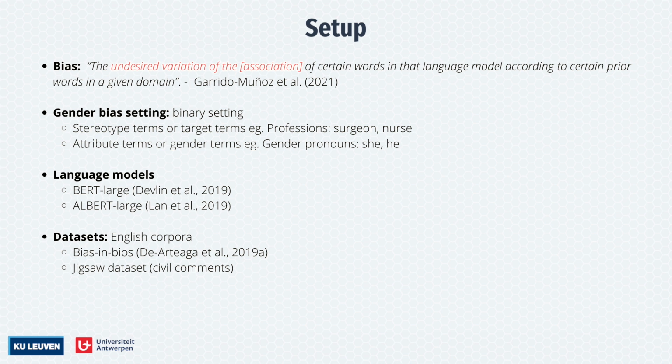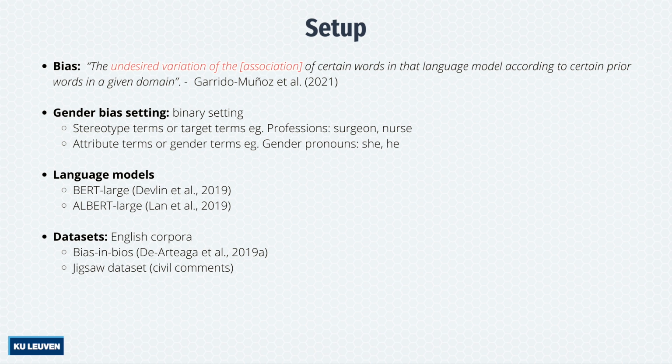So with bias, there are two concepts we would like to introduce. The first is stereotype terms or target terms. And by this, we refer to professions or words that are supposed to be gender neutral but have been associated with certain gender groups over the years. We'd also look at attribute terms or gender terms, and these refer to actual gender words. So for example, we look at gender pronouns such as she and he.